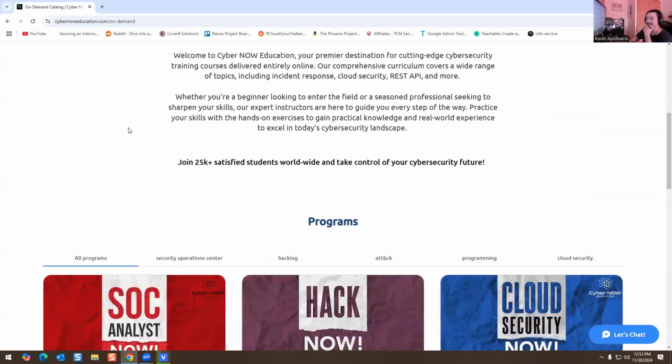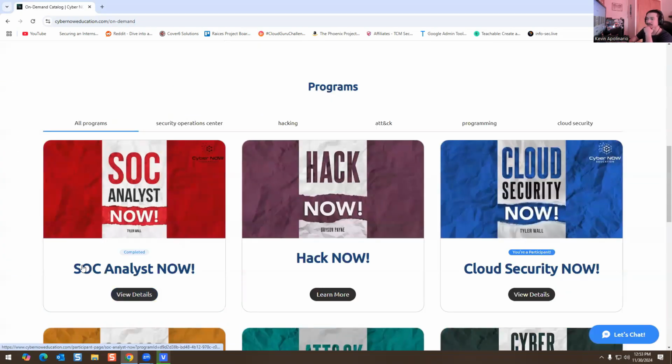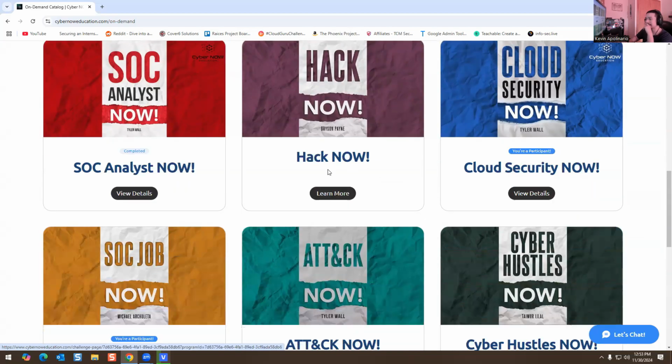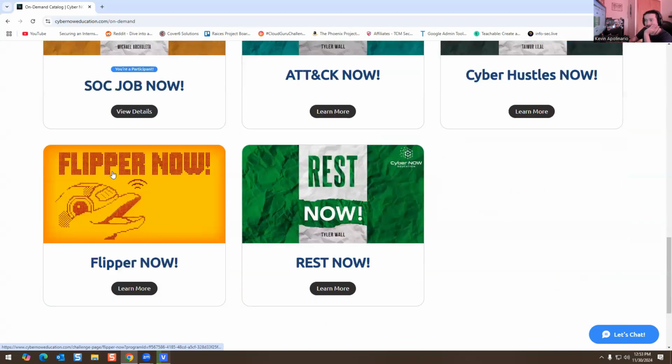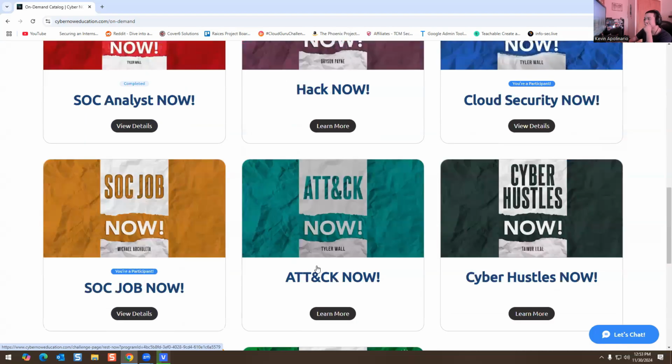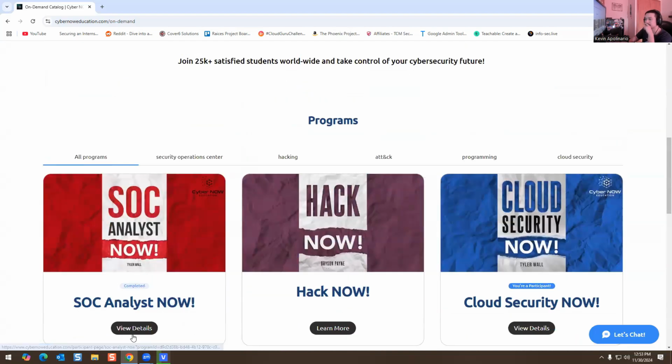The one that I took was this one, called SOC Analyst Now. And they have all these other ones: Cloud Security, Hack Now, SOC Job Now, Tech Now, Cyber Hustle Now, Flipper Now, how to use the Flipper, Rest Now. So I took one of them, which is this one.